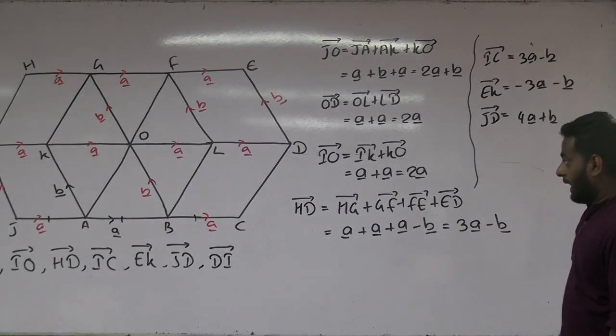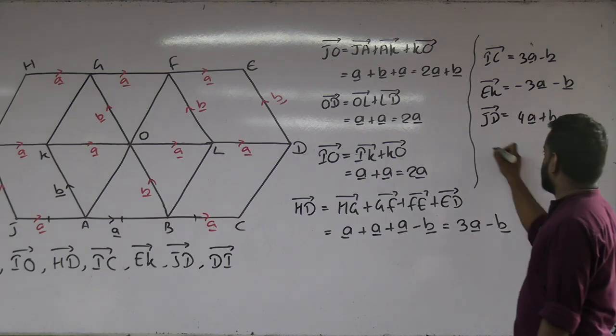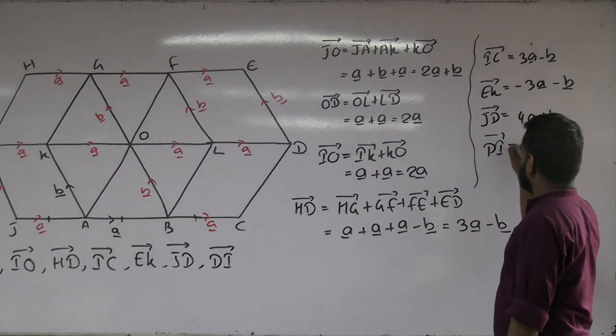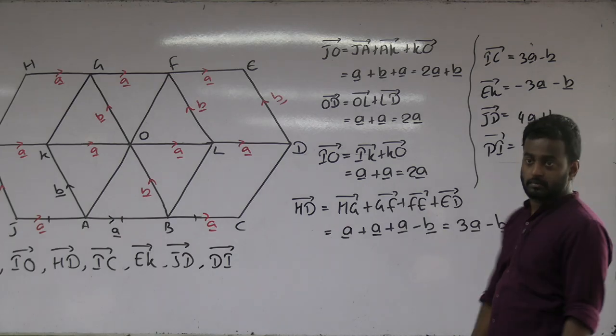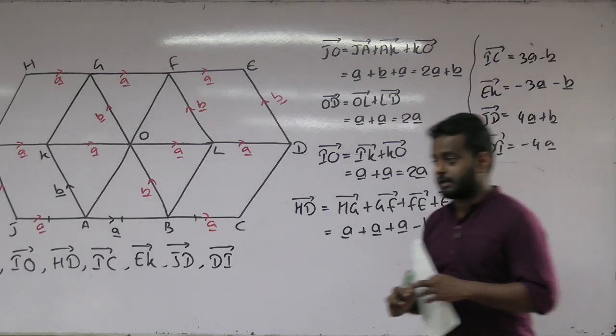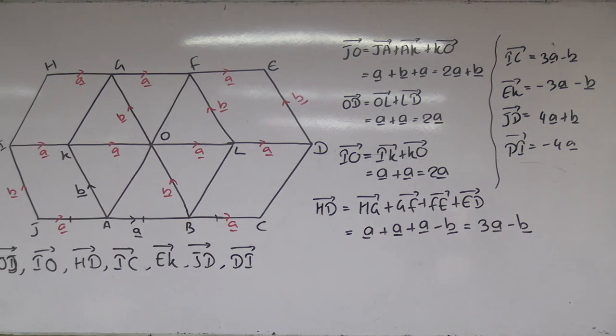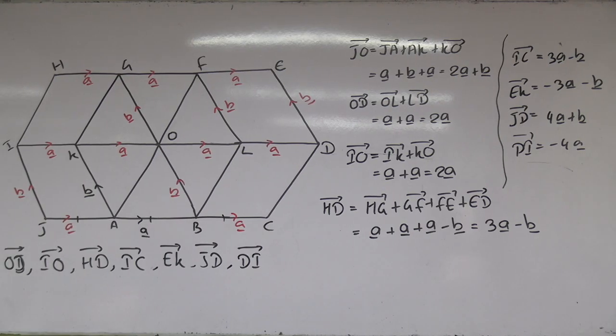Right? And DI, where is DI? Okay, DI is minus 4A. Fine. Do you all get those answers? Okay, right. Questions? You may consider minus 1 as a common factor. Yeah, so minus 1 into 3A plus B. Fine.